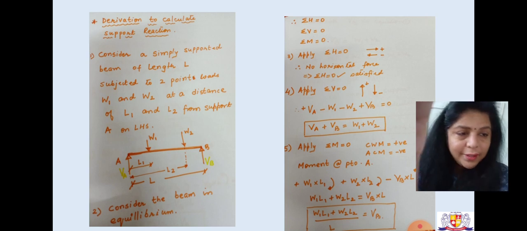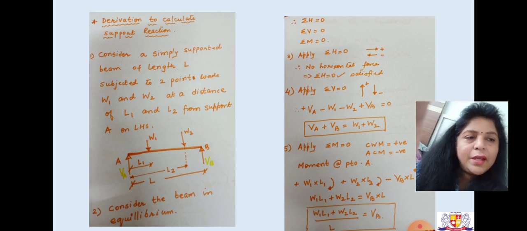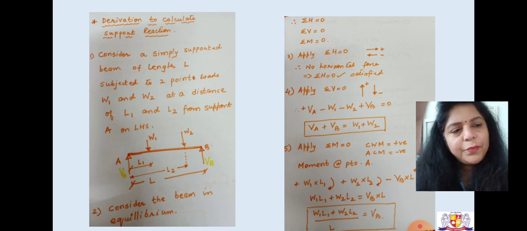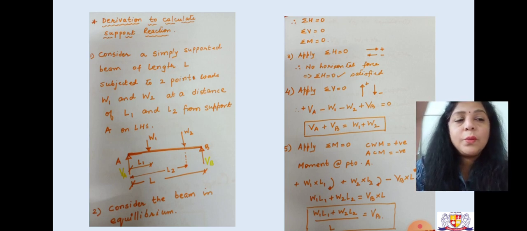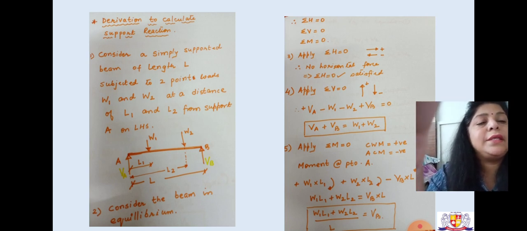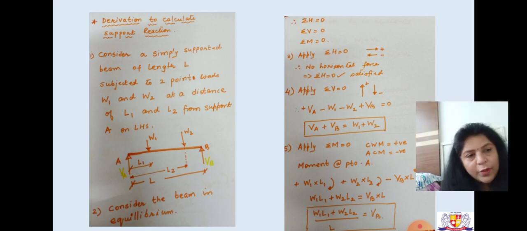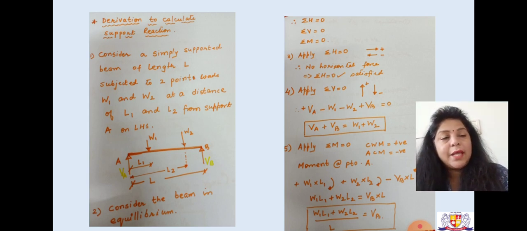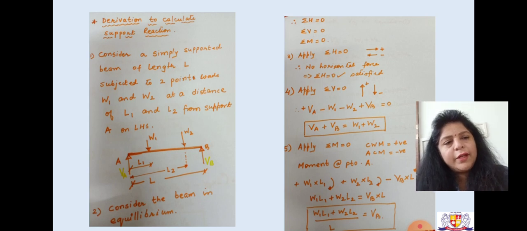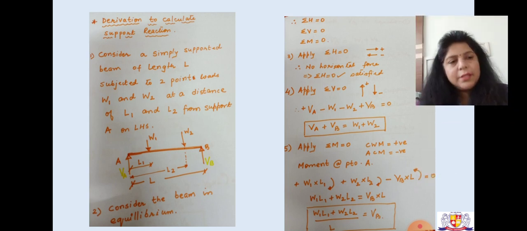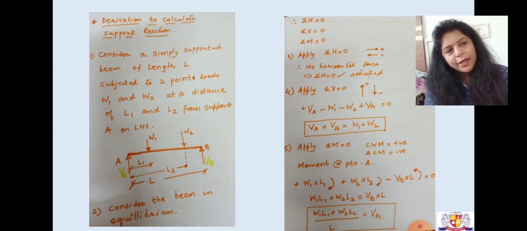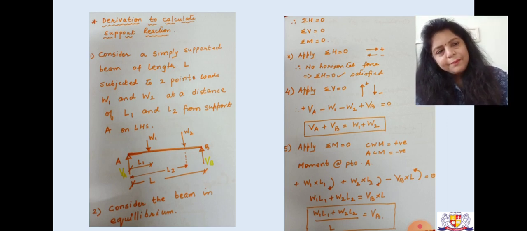And what is the second condition of equilibrium? The second condition of equilibrium is sigma V is equal to 0. Sigma V is equal to 0 means what? That the vertical force is equal to 0. Now, for vertical force, we have to consider the sign convention. If the force is acting in the vertical upward direction, we'll consider it as positive, and if the force is acting in the vertical downward direction, we'll consider it as negative.